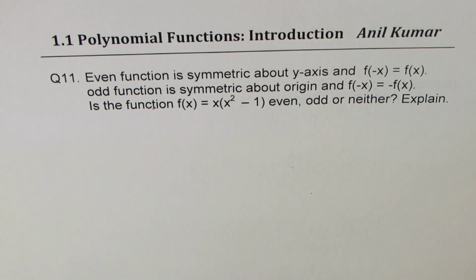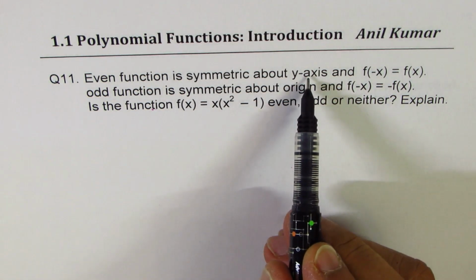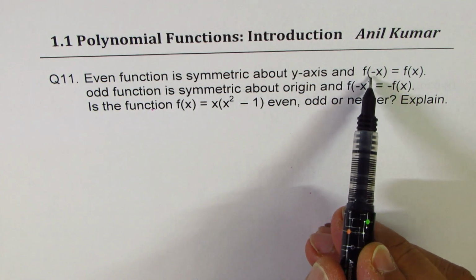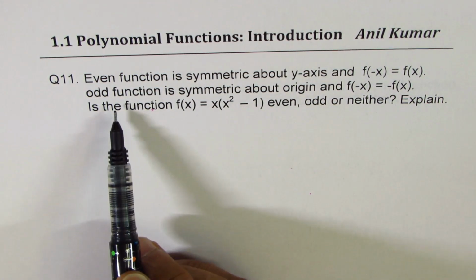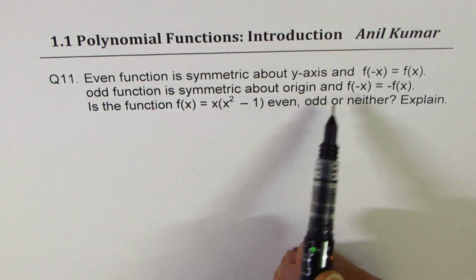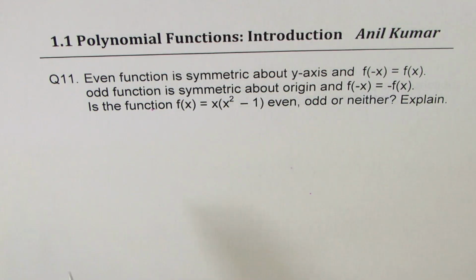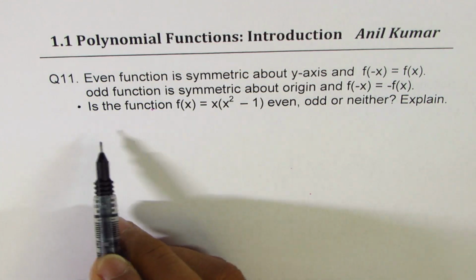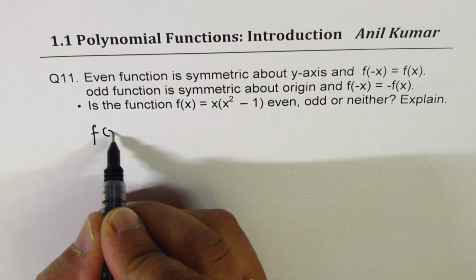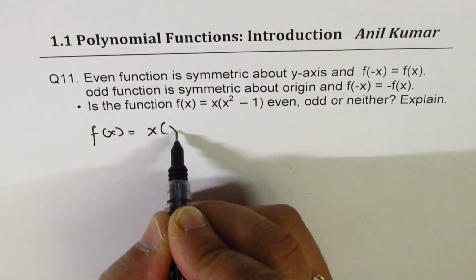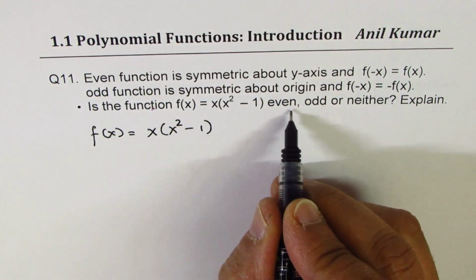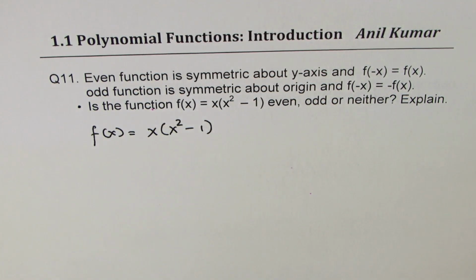Now we'll get into slightly descriptive questions. Question number 11. An even function is symmetric about the y-axis, and f of minus x equals f of x. An odd function is symmetric about the origin, and f of minus x equals negative f of x. Now the question for you: the function f of x equals x times (x squared minus 1), is it even, odd, or neither? A function could be even, it could be odd, it could be neither. So how will you figure it out?